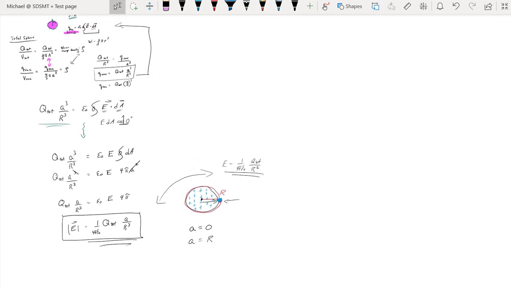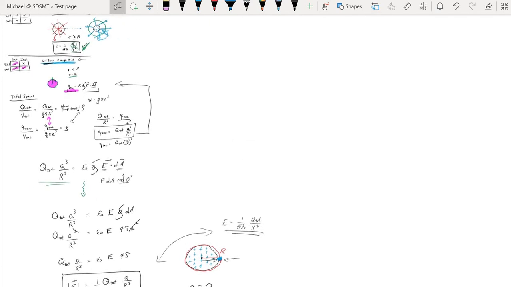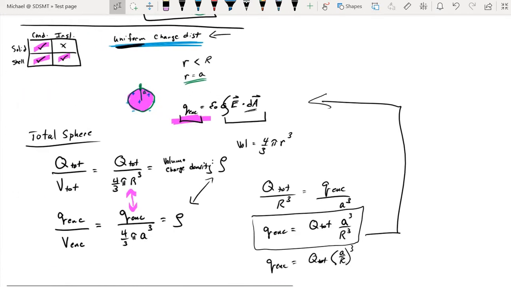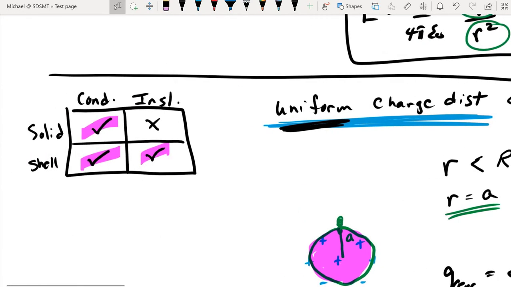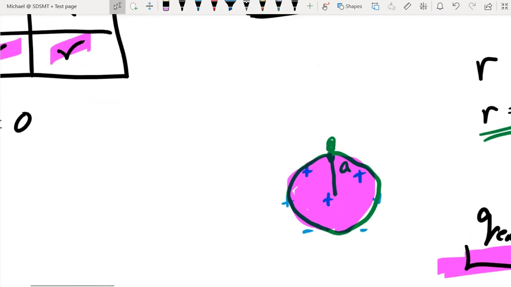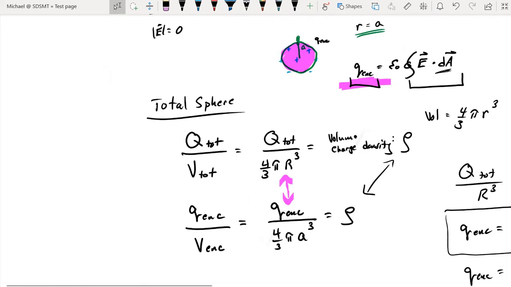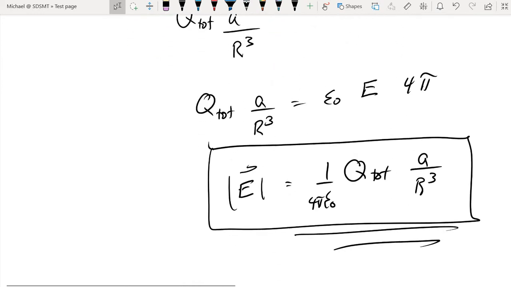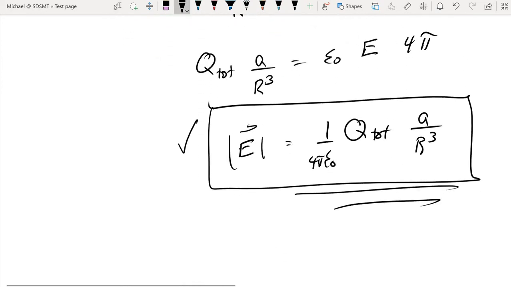All right. So it looks like out of all 4 of these case scenarios, the first 3, the ones that were highlighted, all end up with an electric field magnitude of 0. And that's because in those first 3, we did not have any charge that could be enclosed. But with the insulating solid, we were able to enclose some charge. And so we were able to get an electric field. And now we have an expression that shows us what that is going to be.